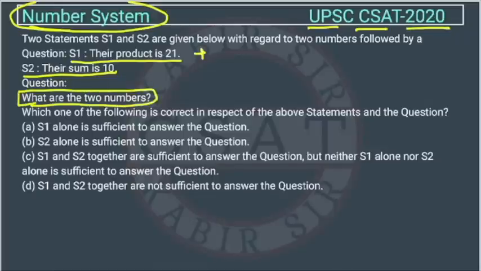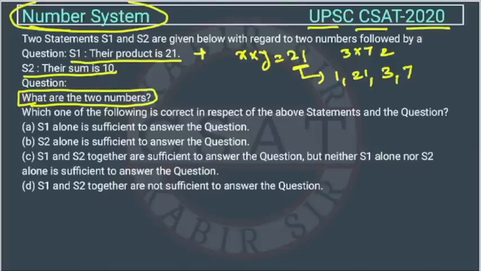S1 is given that their product, x into y, is 21. So 21 is possible only if these are numbers 3 and 7, and we have to find the factors of 21. So the factors of 21 will be 1, 21 itself, 3 and 7, right. So the possible numbers can be 3 and 7, and 1 and 21, right. So we can find the numbers x and y, but we are not sure which group it is. It could be this one, 3 and 7, and it could be this one also.